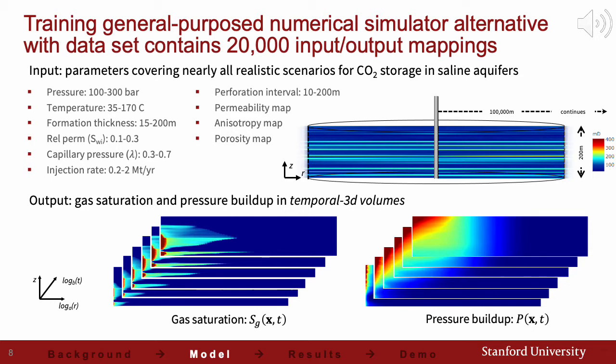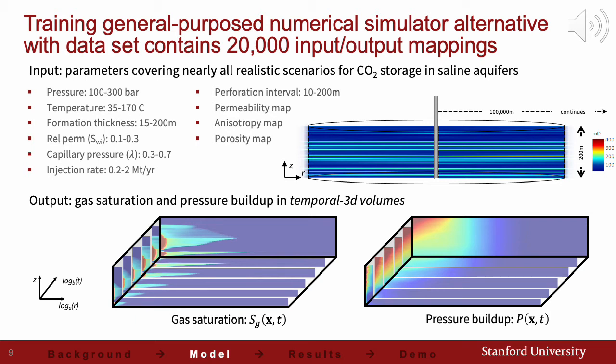So after we have obtained these input combinations, we then run a state-of-the-art numerical simulator, Eclipse by Schlumberger. And by using Eclipse, we can obtain the outputs that correspond to these input combinations. On this slide, I have an example of the output of gas saturation and pressure buildup. For each time step, the gas saturation and pressure buildup is shown as an image. And when we stack these images in the t direction, we get these temporal 3D volumes.